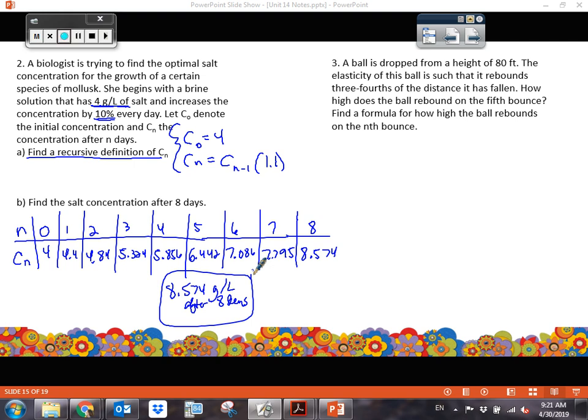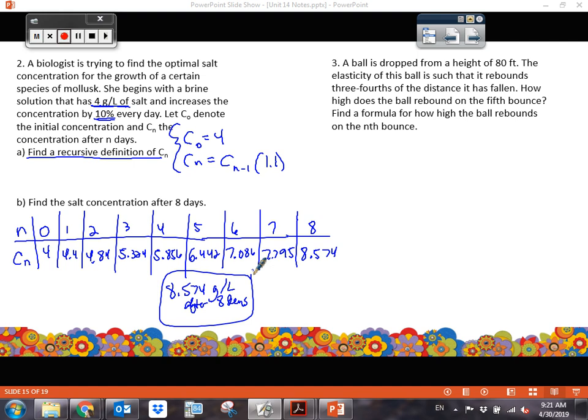All right, the last one. This is a classic problem. We love those dropping the ball or whatever. The spring, drop the spring and it bounces back, those kind of problems. So we have a ball that's dropped from a height of 80 feet. The elasticity of the ball is such that it rebounds 3/4 of the distance it's fallen. How high does the ball rebound after the 5th bounce? And then find a formula.